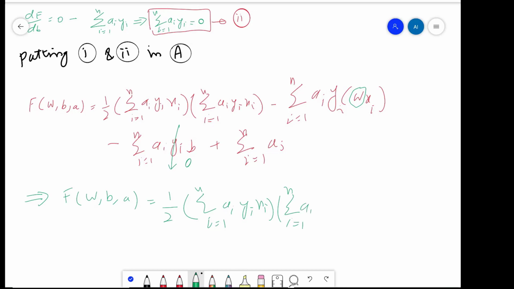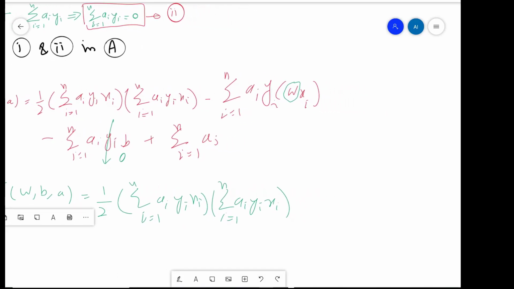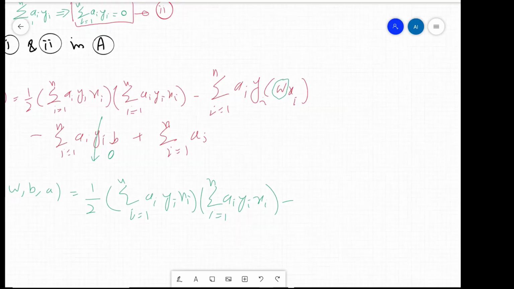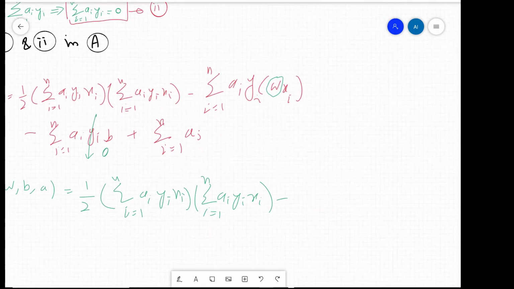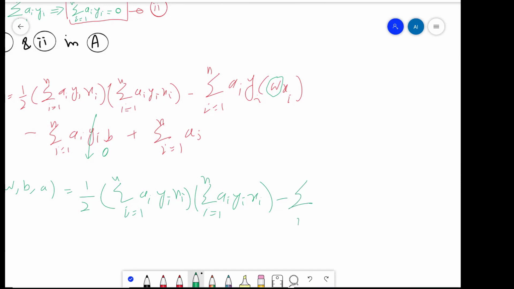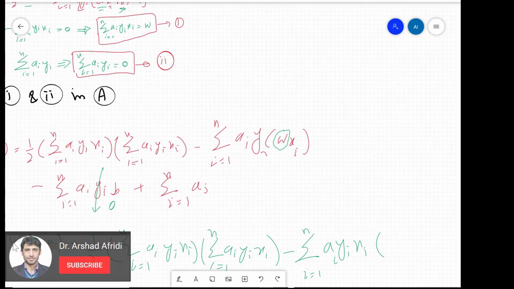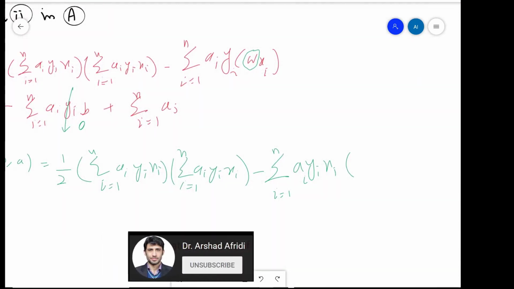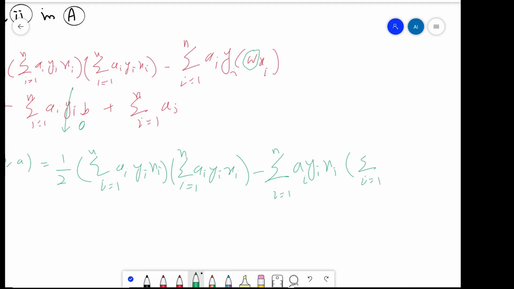So half of summation i equal to 1 to n of alpha i, yi and xi into summation of alpha i, yi and xi, as it is written in the above equation, and we put the value of w in the second term after the minus. So by putting the value of w, which is equal to summation of i equal to 1 to n of alpha i, yi and of course xi.